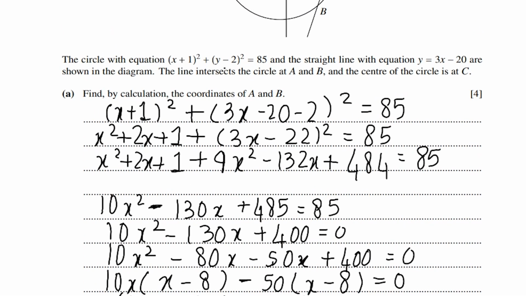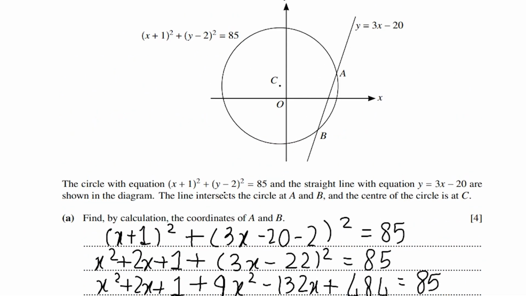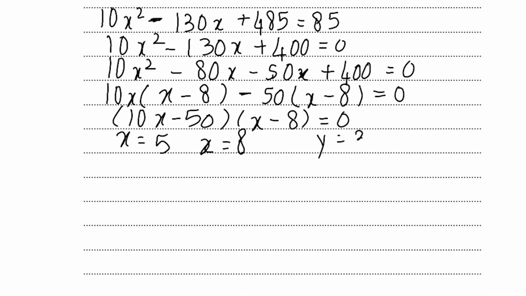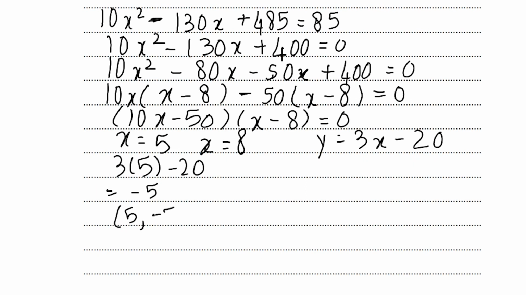Now we have the x coordinates of A and B. Now we have to find the y coordinates. To find y coordinates, we can simply put the value of x in this equation. y is equal to 3x minus 20. When x is equal to 5, 5 multiplied by 3 is 15, minus 20. 15 minus 20 is minus 5. So we have the coordinates 5, minus 5. And then when x is 8, 3 multiplied by 8 minus 20. 3 multiplied by 8 is 24. 24 minus 20 is 4. And then we have the coordinates 8, 4.